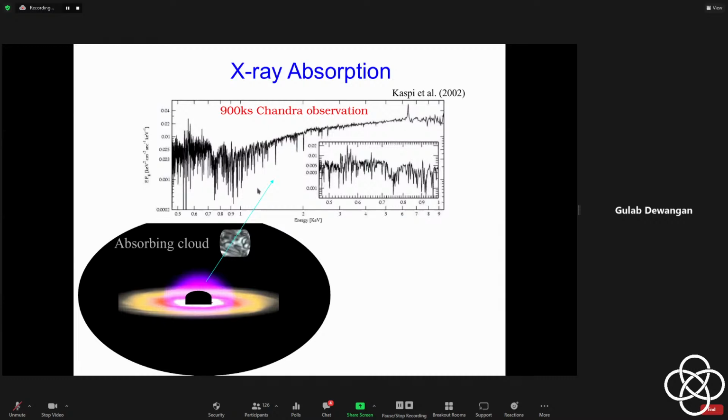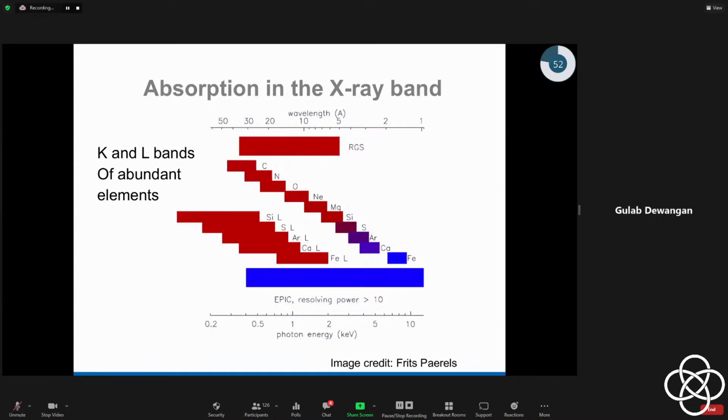And why so many transitions? If you look at the X-ray band, let's say 0.2 to 10 keV, in the X-ray band look at carbon, nitrogen, oxygen, neon, all these elements up to iron. The transitions fall into this band, particularly the iron K band. What is the iron K band? So let's take the example of the iron atom.